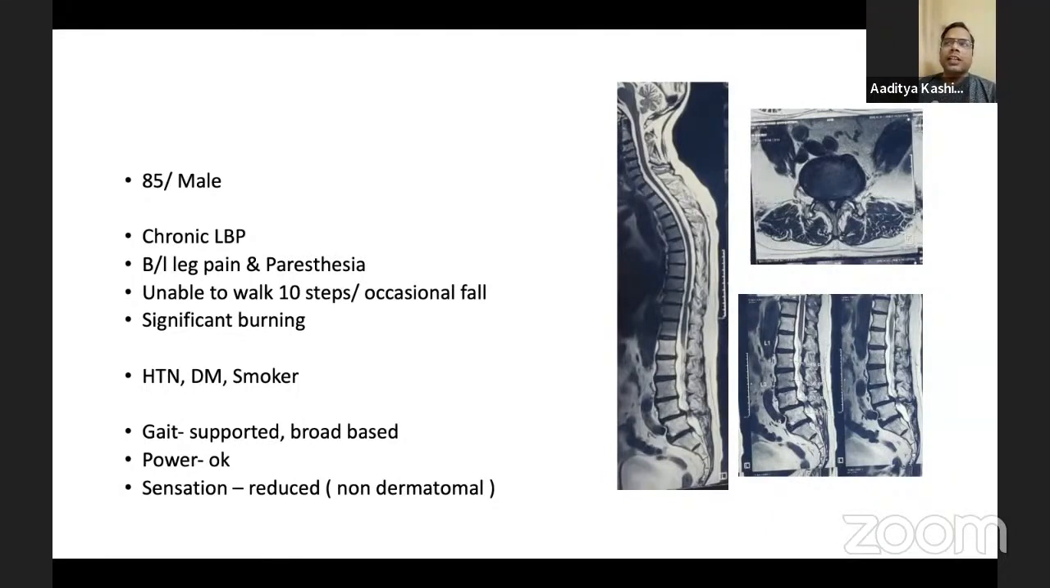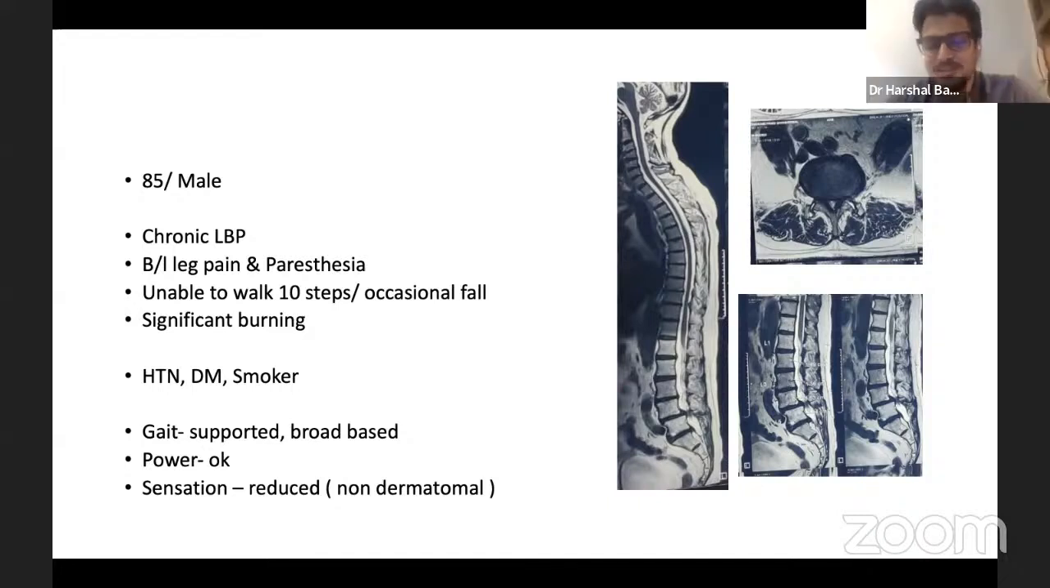Exactly. So rather than having a fixed mindset about dealing with LCS cases, keep your mind open, give more importance to patient symptoms and your clinical examination, then come to radiology and correlate your symptoms and earlier assessment with the radiology, and then plan what all levels you want to do. Perfect.